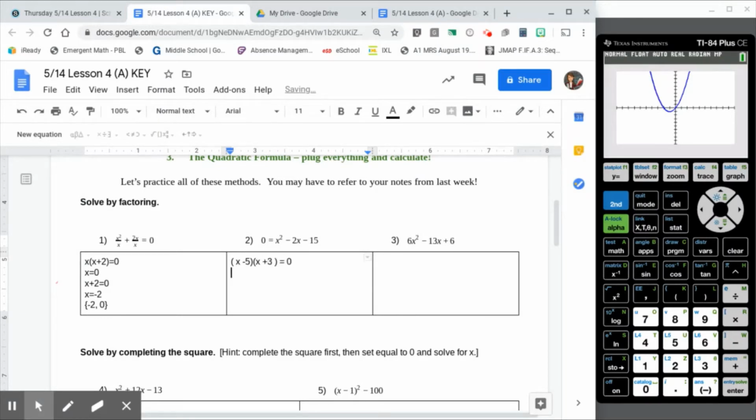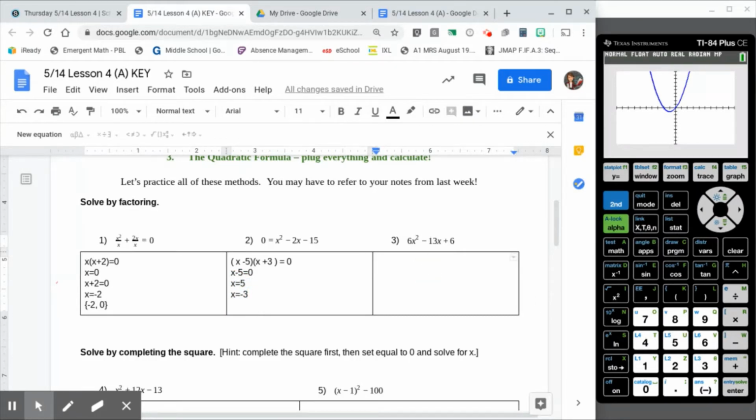Now we set both equations equal to 0, x minus 5 equals 0. So my first solution will be x equals 5 because we add 5 to both sides. Then we have x plus 3 equals 0. We solve that, so we should get negative 3. You can also just leave your solutions like that. All right, next one, number 3.